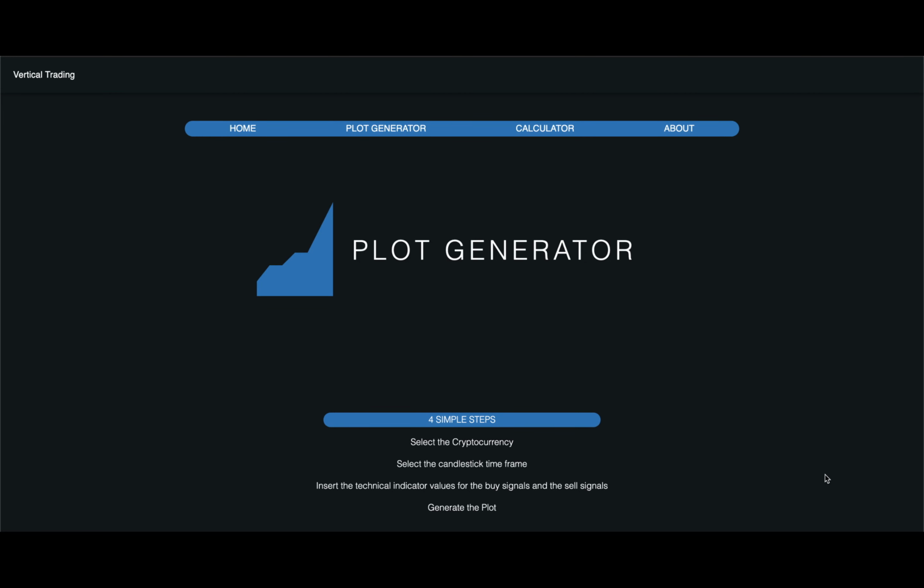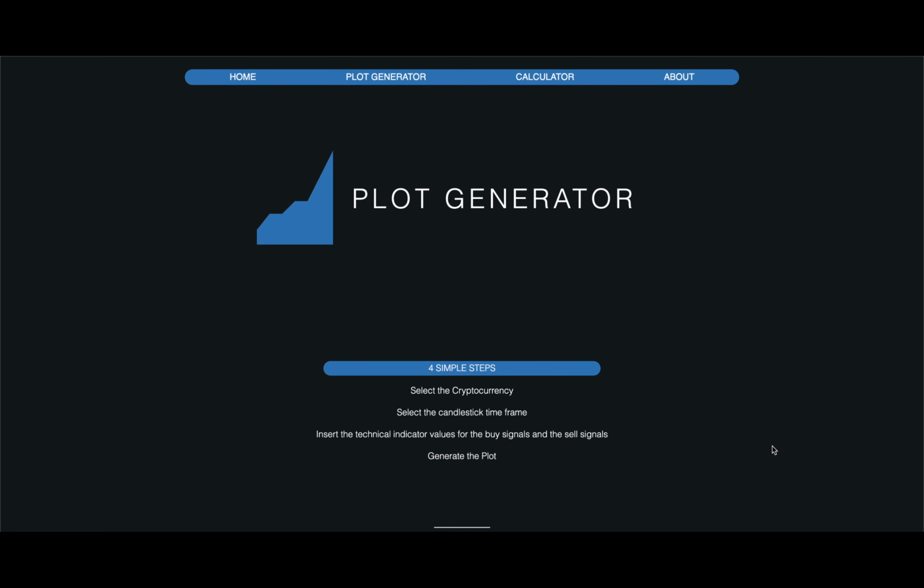Today we're gonna take a look at the plot generator. This is a tool which can be utilized to visually see if your strategy is profitable or not. You can actually see a plot and see when you are gonna get buy and sell signals using the indicators you choose. So let's start.